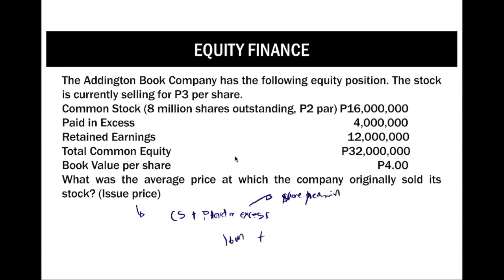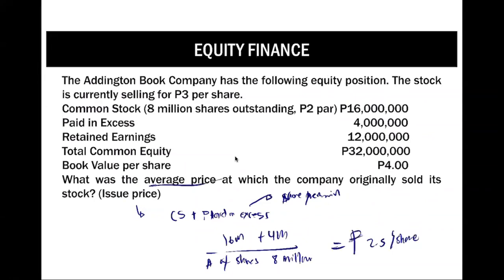So 16 million plus 4 million divided by the number of shares, which is 8 million. How much is the cost per share? It is 2.5 per share. So the average price therefore is 2.5 per share.